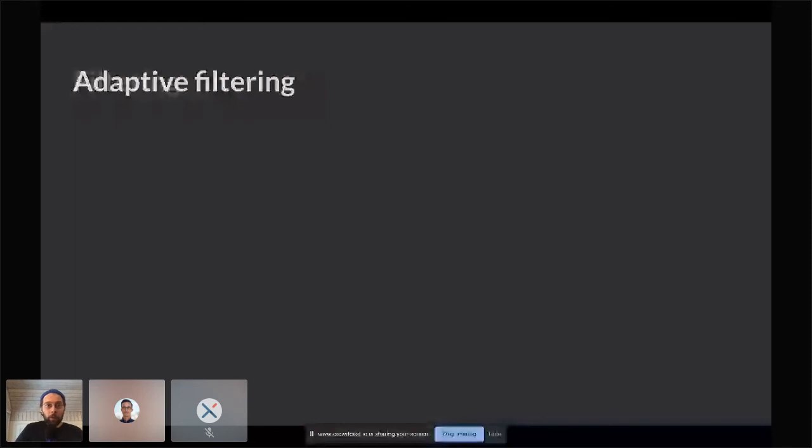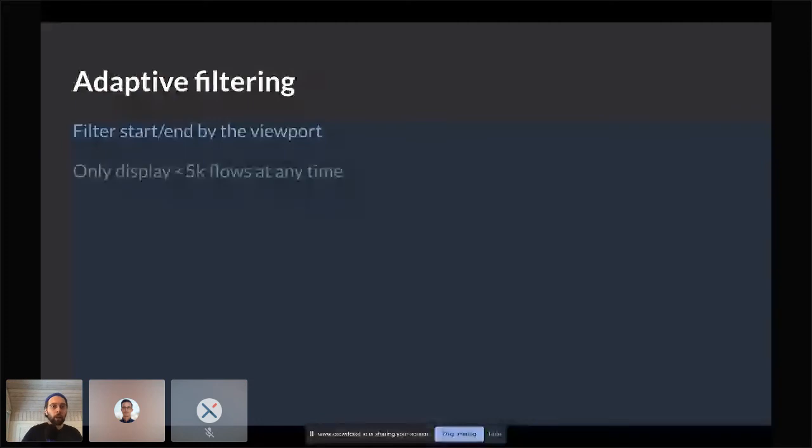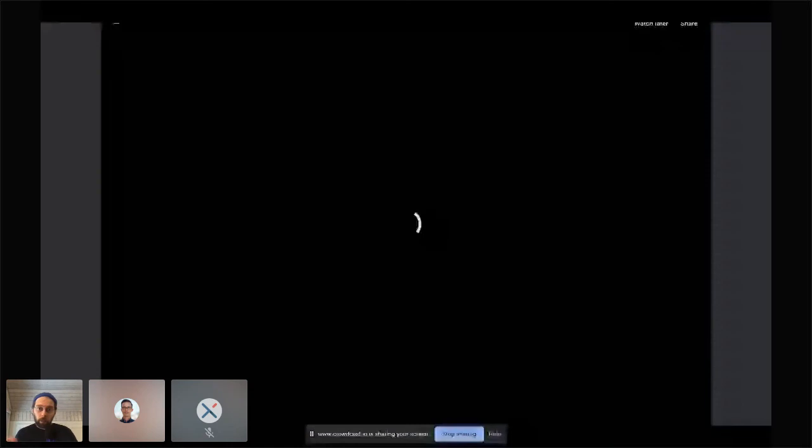This is what I'm doing in Flowmap Blue. I filter the flows by the viewport, only keeping the flows which either start or end in the viewport. And at any time, there are not more than 5K flows shown in the viewport. This is a magic number I came up with. It's big enough to show much of the detail, and it's also small enough to guarantee that the performance is okay. And also the scales are adjusted, so the thickness of the arrows and the colors are adjusted so that we can see the detail.